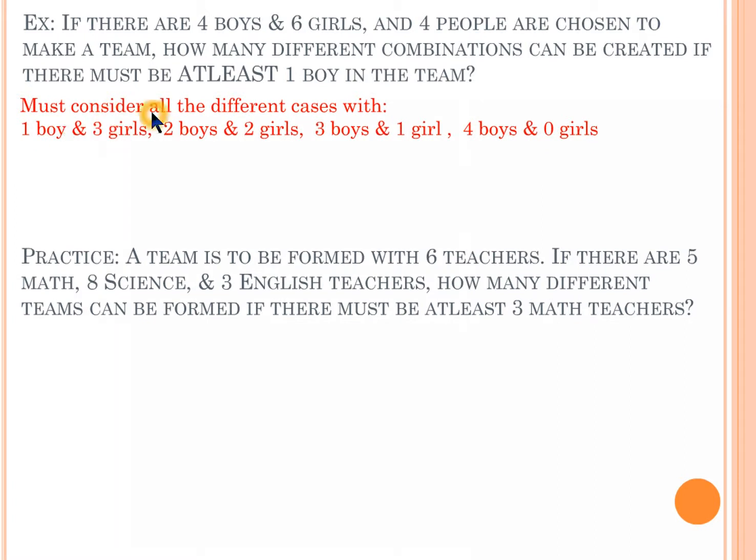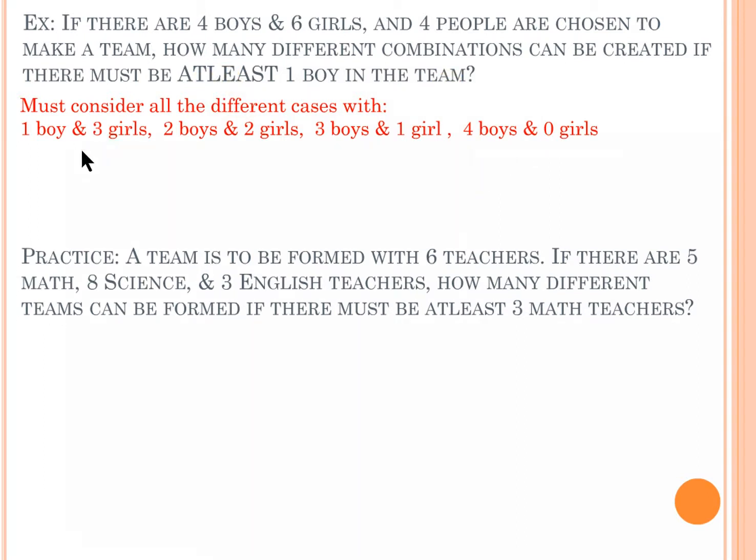So we must consider all the different cases with at least 1 boy in the team. So I could have 1 boy and 3 girls. Remember, 1 plus 3 still gives you 4 people. I could have 2 boys. 2 boys is still at least 1 boy. So if I have 2 boys, then I must have 2 girls because 2 plus 2 will give me 4 people. Or I could have 3 boys. If you have 3 boys, that's still at least 1 boy in the team. So 3 boys and 1 girl. Or you could have all boys and no girls. All boys would still fall into this category, at least 1 boy on the team.